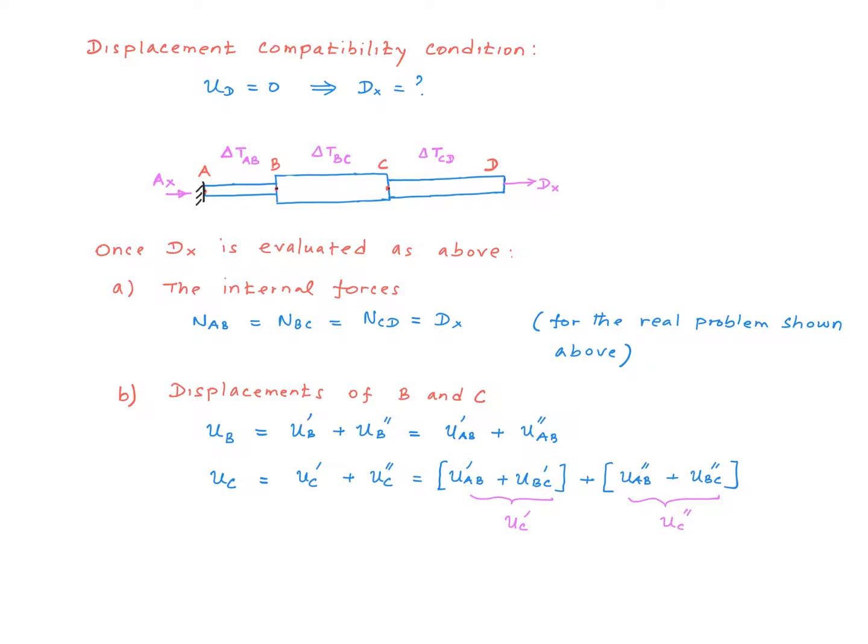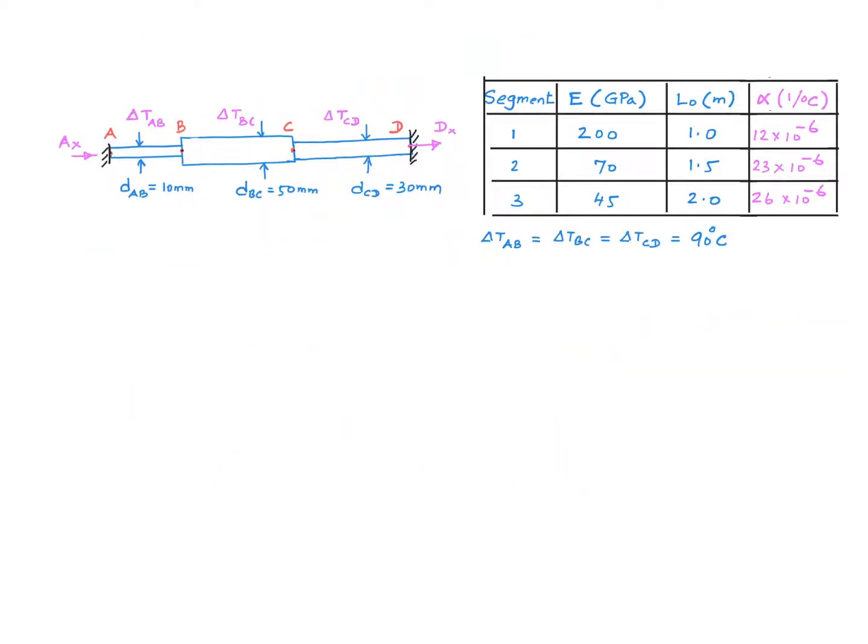But the displacement of point B is simply coming from the deformation of segment AB. So that will be U prime AB and U double prime AB. And a similar equation for the displacement of point C. So the displacement of point C comes from the mechanical and the thermal parts, but the UC prime now comes from the deformation of AB and BC. So we have two terms in here and two terms in here. So let's go ahead and pick some numbers for the relevant parameters and find the support reaction dx, internal forces, and the displacements at points B and C.